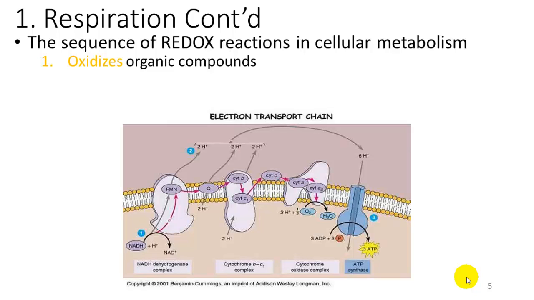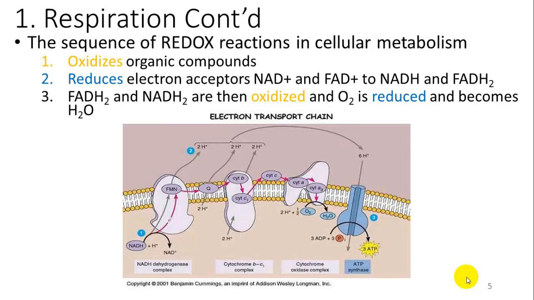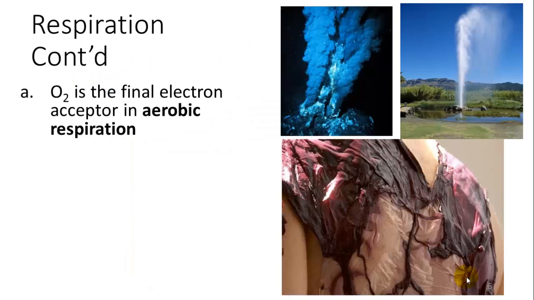The first is the oxidation of organic compounds. The second is the reduction of electron acceptors, NAD+ and FAD, to NADH and FADH2. So what you're doing is building potential energy here through the oxidation of organic compounds. And then you move those to be reduced again, to be oxidized again, and then reduced by oxygen. And oxygen then becomes water. So we're going to break this down into its smaller components.